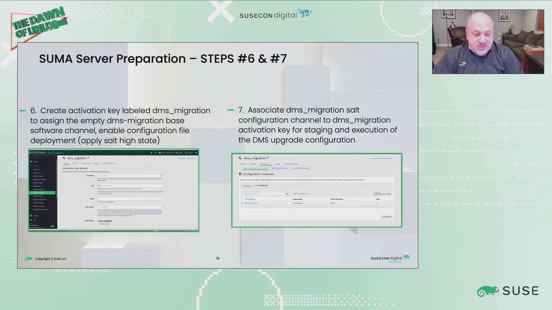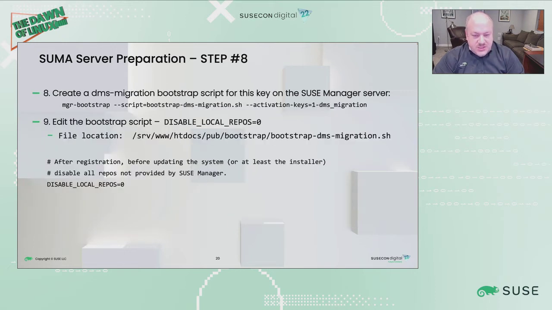If we look at the activation key, this would be used by the bootstrap script to start the staging process. Once the staging has been confirmed to be complete, we have the ability to execute the migration. The only change that I would recommend to the bootstrap script is setting disable local repos to 0. Because we have a salt state that is manually creating repositories for the SLES12 upgrade, we do not want SUSE Manager to disable those repos as part of rebootstrapping of the DMS migration channel.